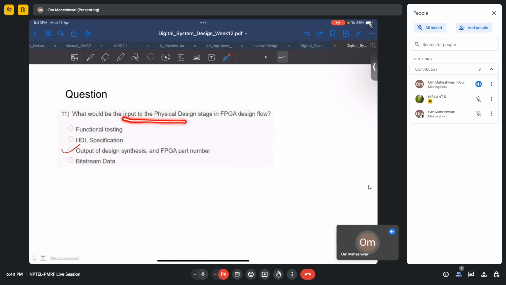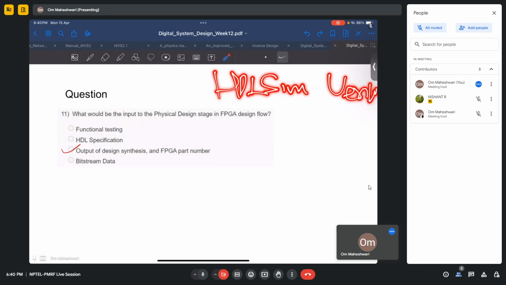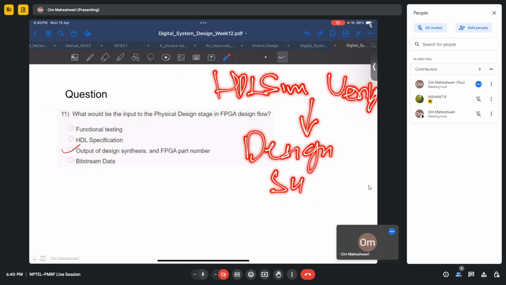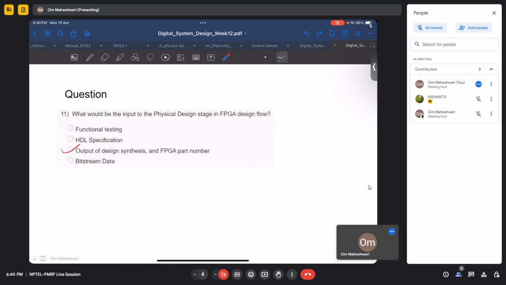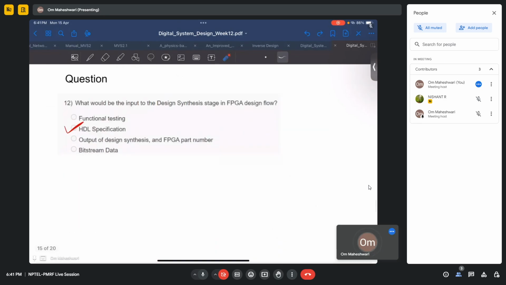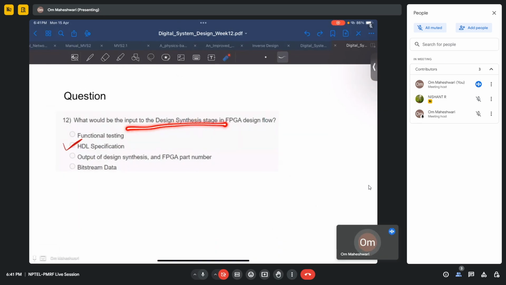What would be the input to the physical design stage in an FPGA design flow? As discussed multiple times, we first do the simulation or the HDL, like the Verilog. Then you do design synthesis. Then its output is sent to physical design. So the output of the design synthesis and the FPGA part number are sent to the physical design stage. Similar question: what will be the input to the design synthesis stage? That is the HDL specification, the Verilog code.